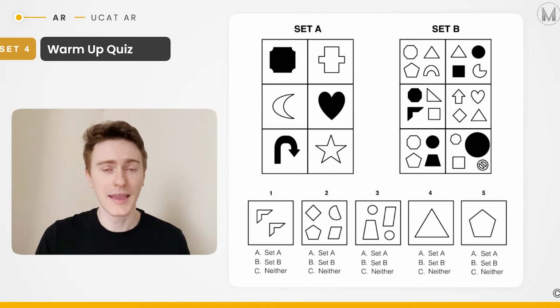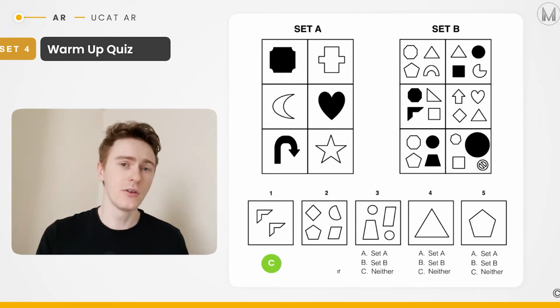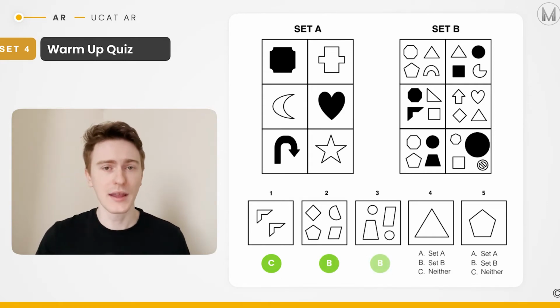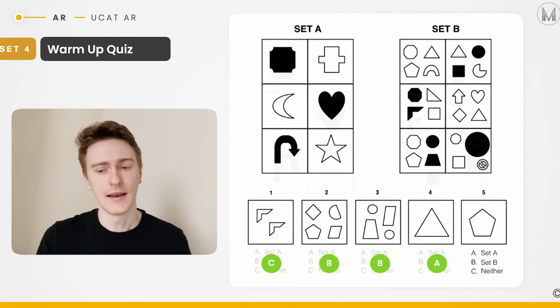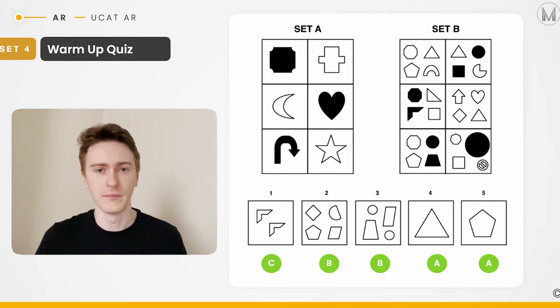So if we go through it again one by one, we can see that number 1 belongs in neither, it only has 2 shapes. Number 2 has 4 shapes, so therefore it belongs in set B. Number 3, again 4 shapes, it belongs in set B. Number 4 has that 1 shape, that big 1 shape, that's set A. And finally, number 5, that belongs in set A as well, because it only has 1 shape in that example.